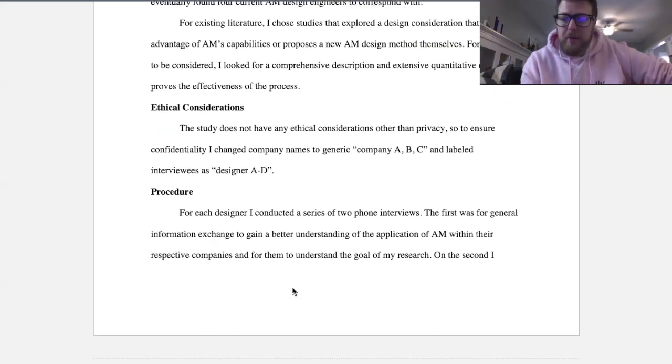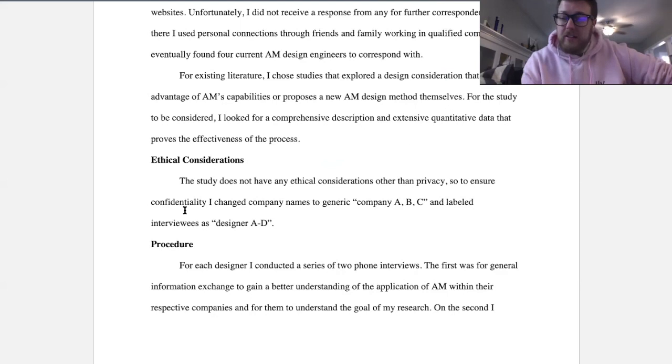All right, ethical considerations. So one thing you may want to consider is the ethical considerations in your design, because as you were designing your methods, that really was when you were getting into the IRB. So whether or not it's its own section, they did that as their own awkward little section. You could simply import it into another part of the section, but the study does not have any ethical considerations other than privacy. So to ensure confidentiality, I changed company names to generic company ABC and labeled interviewees as designer AD.